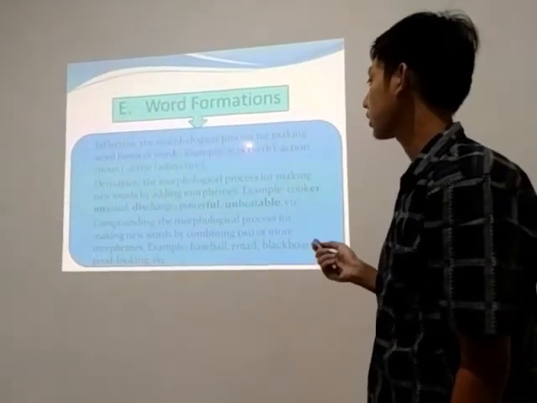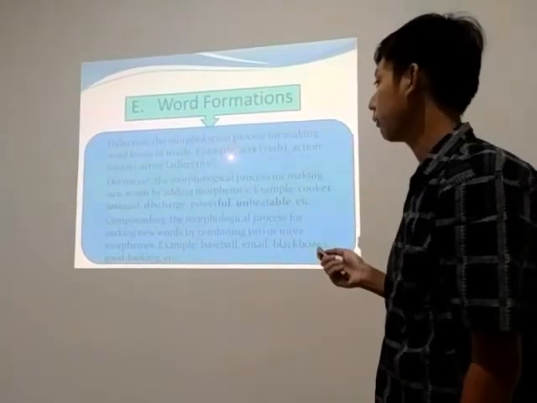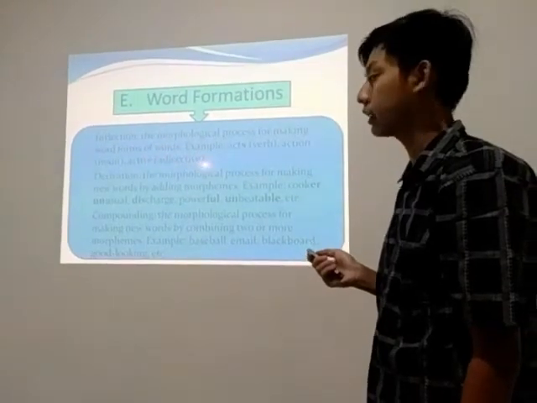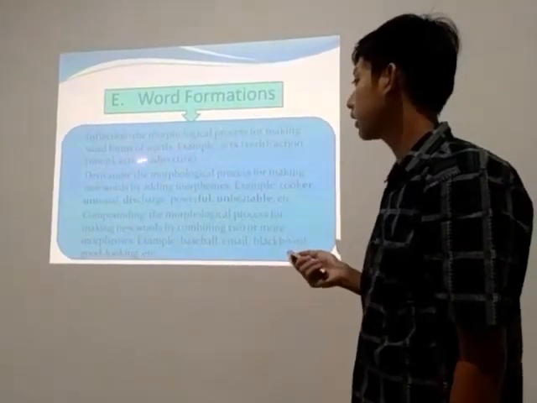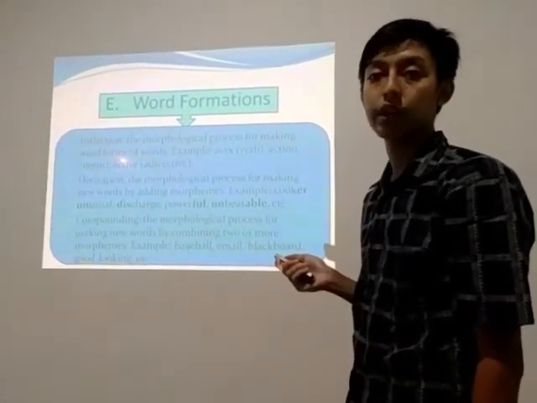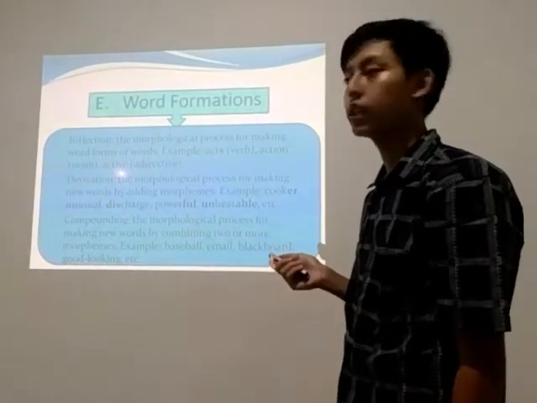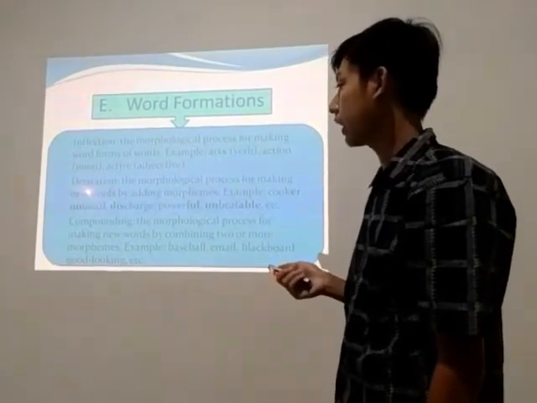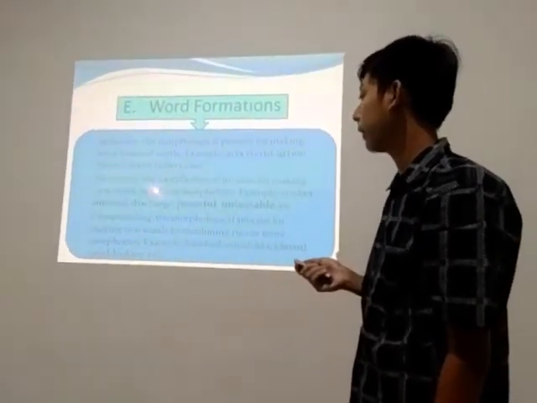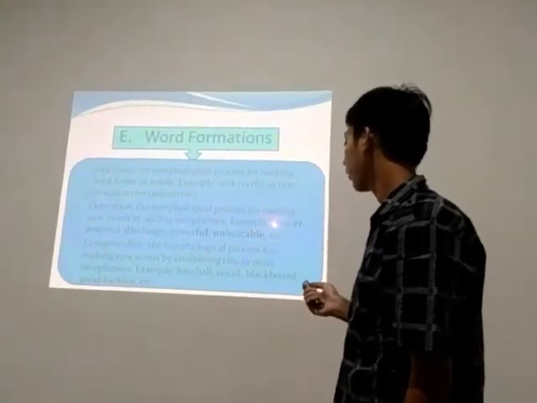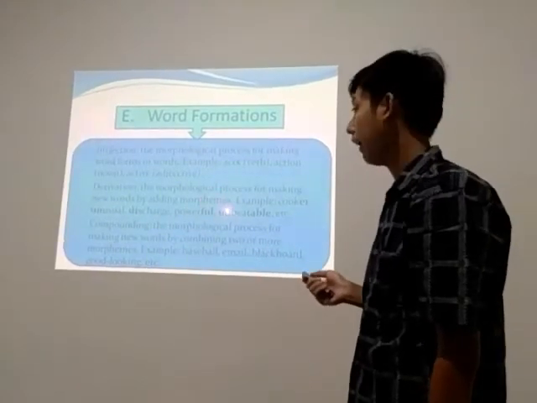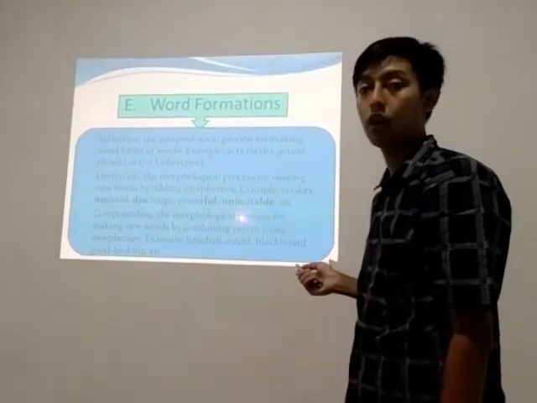Inflection is the morphological process for making word forms of a word. For example, act as a verb, action as a noun, and active as an adjective. If you want to make a noun from a verb, you can use ion, and if you want to make an adjective from a verb, you can use ive. The second is derivation. Derivation is the morphological process for making new words by adding morphemes. For example, sugar, unusual, discharge, powerful, unbeatable, and many more.